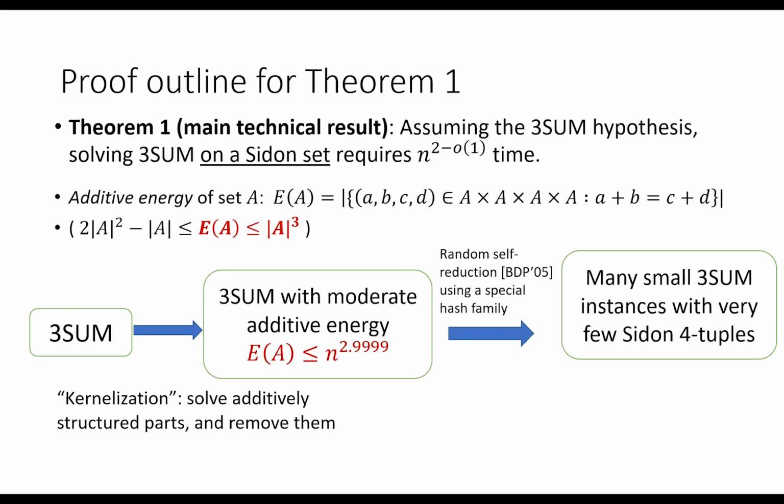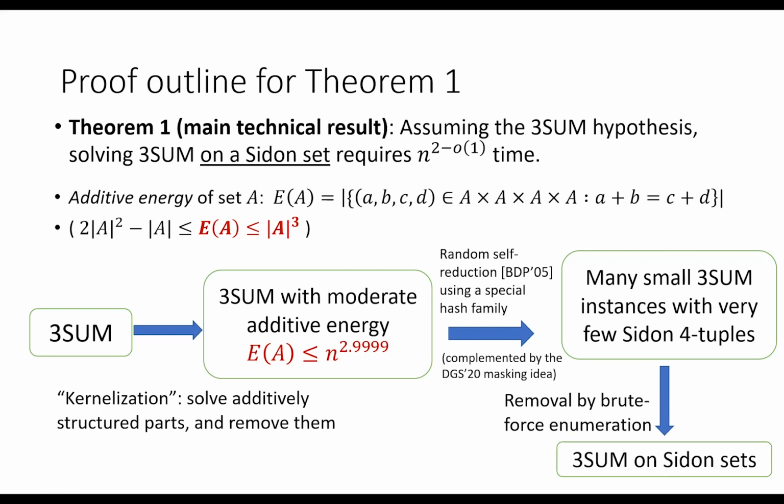Once we have this tiny n to the epsilon gap in the energy, we can use the random self-reduction technique for 3SUM and reduce it to a lot of tiny 3SUM instances. By doing this, we can make sure that the number of remaining Seidel solutions in these instances is very small. This was done using a special hash family that achieves almost linearity and also some kind of independence guarantee. But for some technical reason, these properties do not always hold, so we have to complement it with the masking idea from the previous work. Once we reduce the number of Seidel solutions in these instances, we can remove them using some kind of brute force enumeration. And eventually, we obtain these 3SUM Seidel sets.